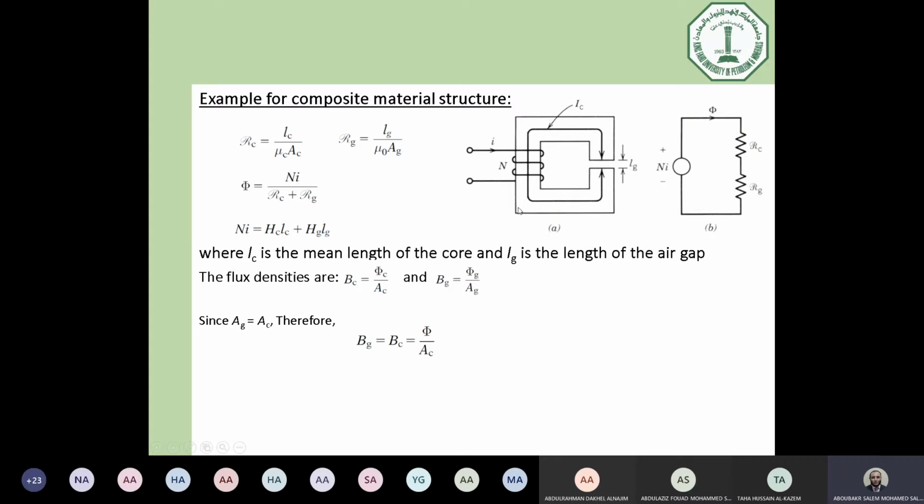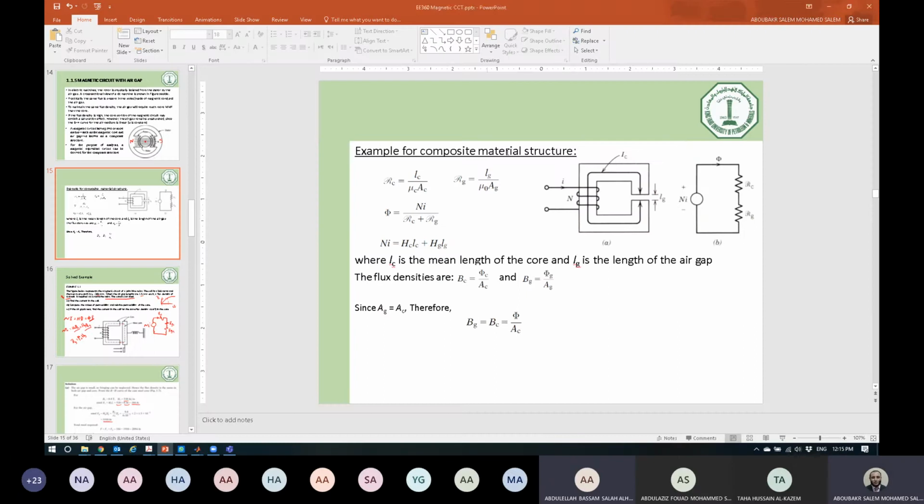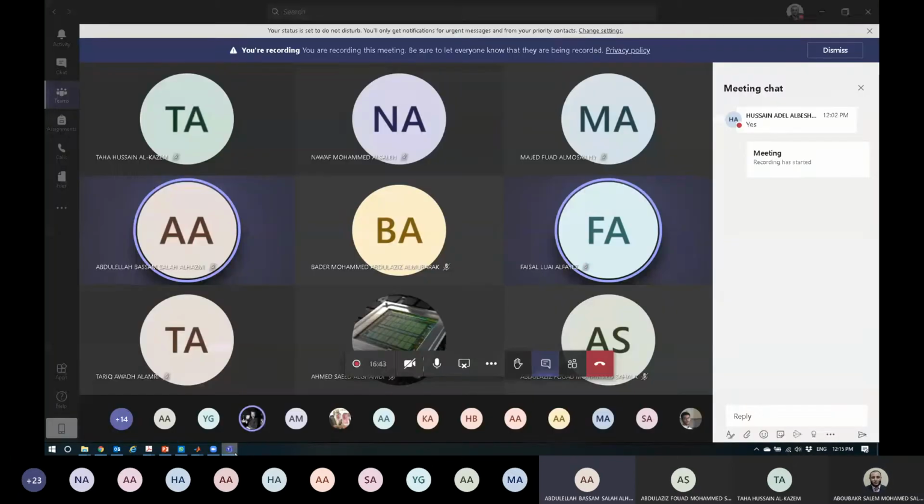Right. What will be the direction of our flux here? How can we determine the direction of the flux in the core? By using the right hand rule. It should be clockwise, doctor.